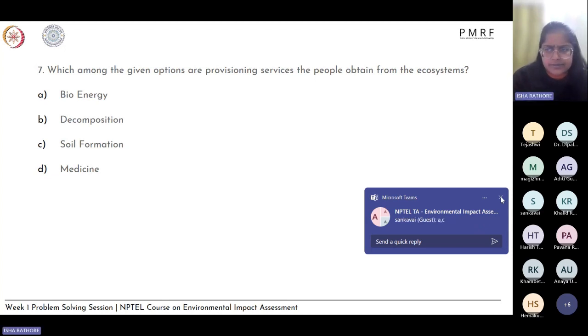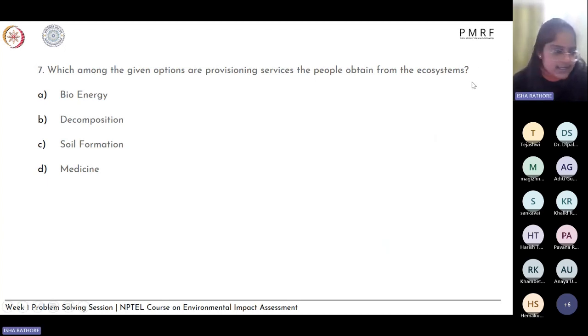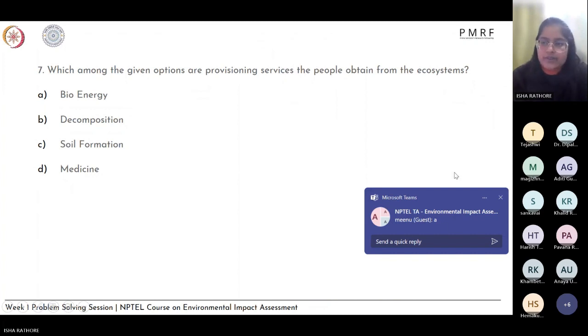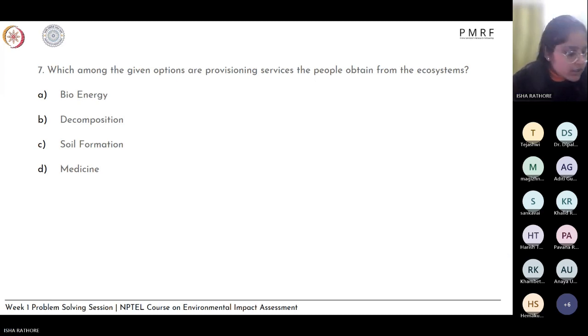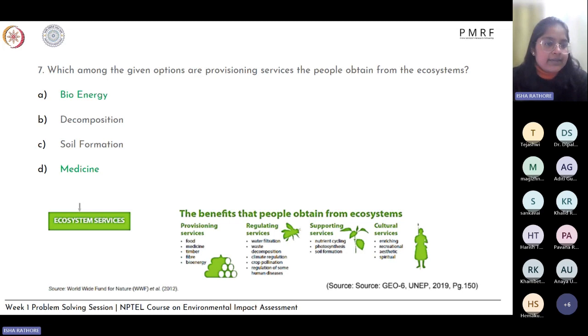So this is also a multi-select question, I think. I forgot to put multi-select. More than one option can be correct, right? Okay, so we have B and A's. Okay, we have A and B also as an option. Okay, so the correct answer is both A and D, medicine.